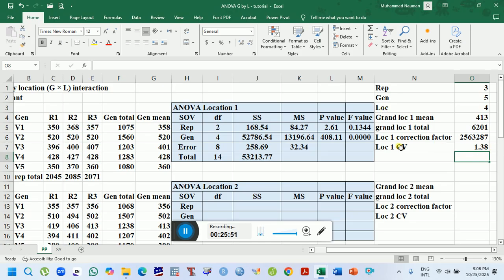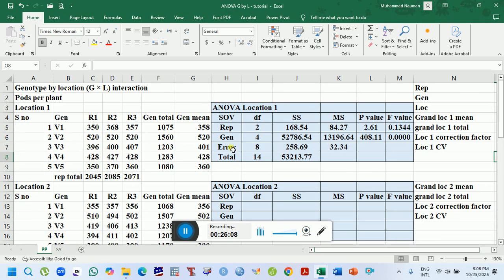1.38%, which is under the acceptable level. It means this model is overall acceptable according to this coefficient of variation. Now we will calculate this same ANOVA for the other locations.